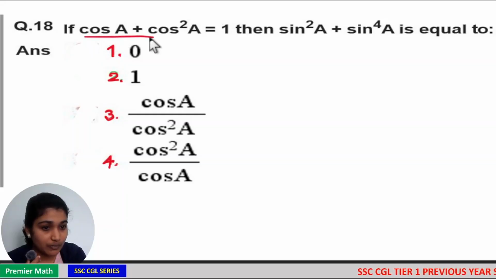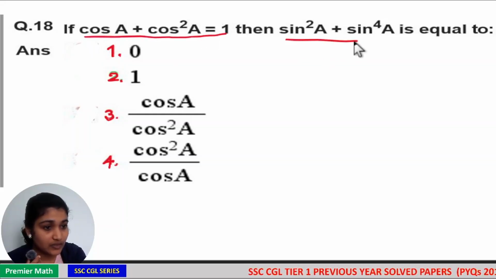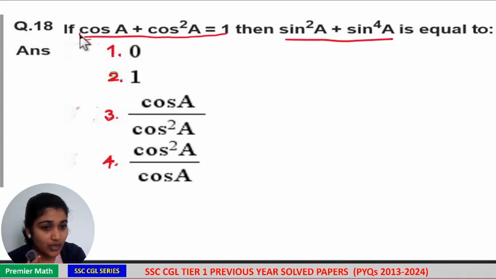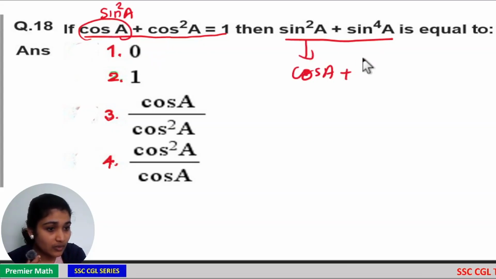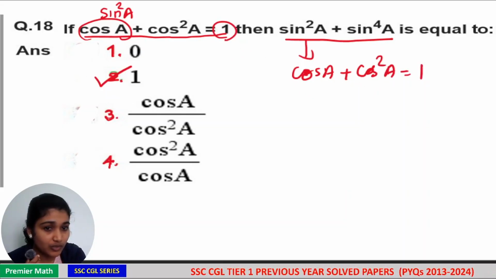If cos A plus cos square A equal to 1, then sin square A plus sin raised to 4A equal to? We already know sin square A plus cos square A is 1, which means cos A is equal to sin square A. Then sin raised to 4A is equal to cos square A. Then the sum is equal to 1, which is already given in the question. Option 2 is your answer.